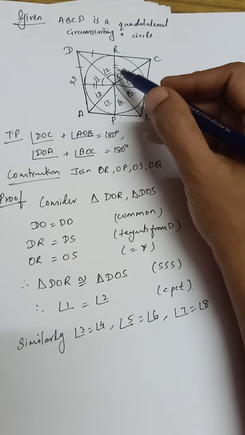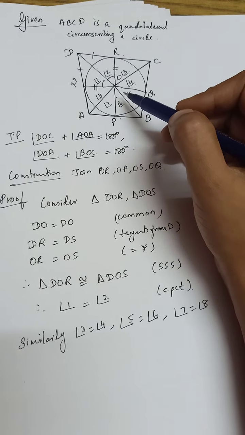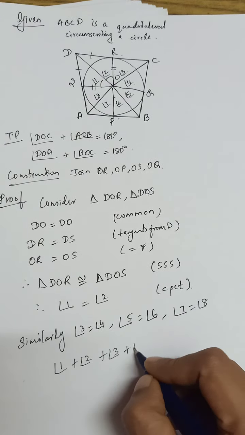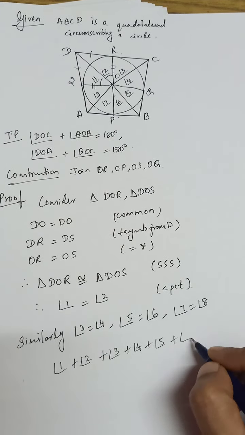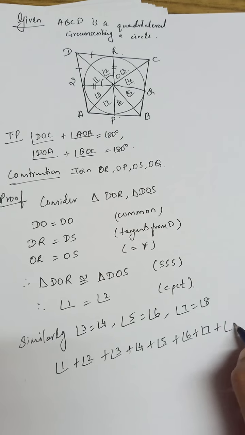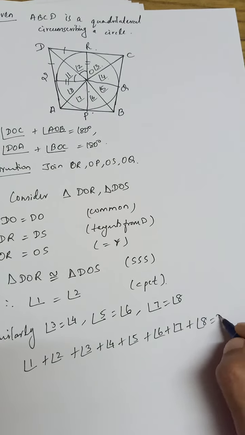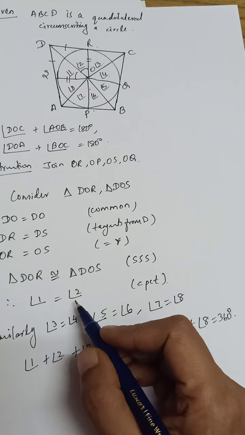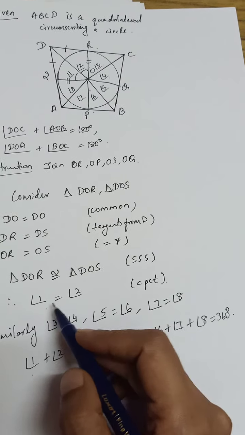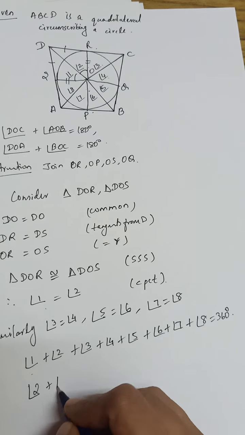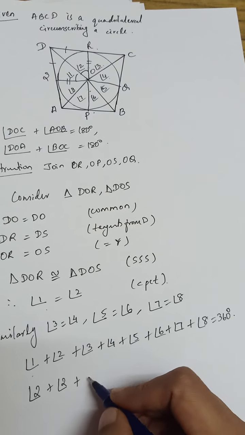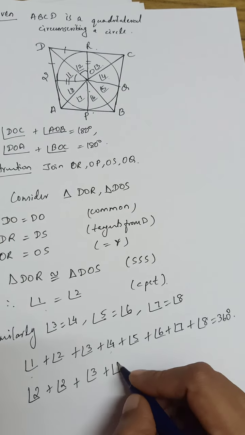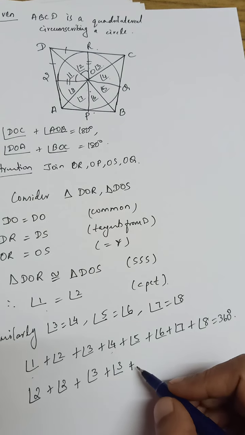Now, you consider this angle. This is a complete rotation. So, the total of all the 8 angles will be 360 degrees. Angle 1 plus angle 2 plus angle 3 plus 4 plus 5, 6, 7, 8. The total should be equal to how much? 360 degrees because it is one complete rotation. Here, instead of 1, I am going to write 2 because 1 and 2 are equal. 2 plus angle 2 plus, I am going to keep the 3 as it is, and instead of 4 I am going to write 3 again because 4 and 3 are equal.